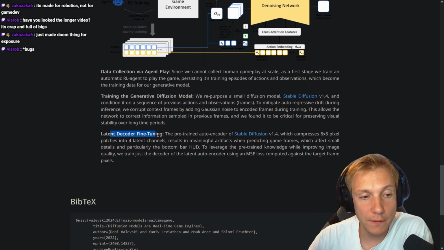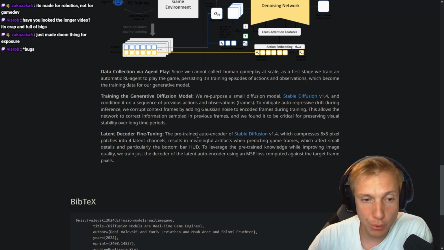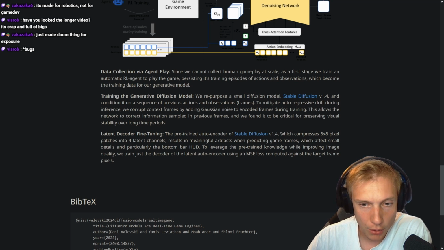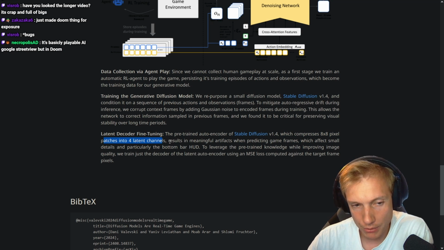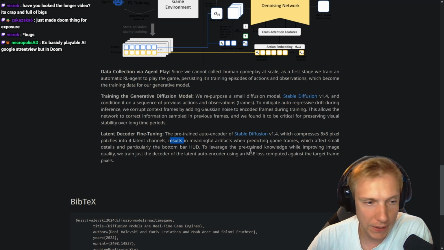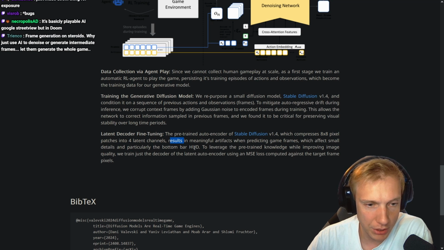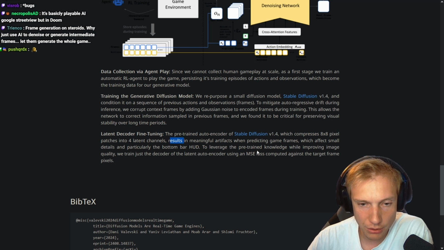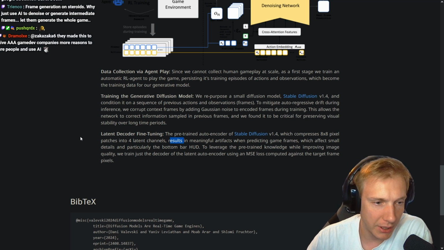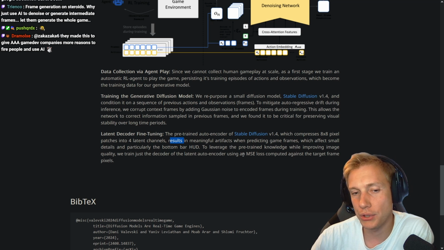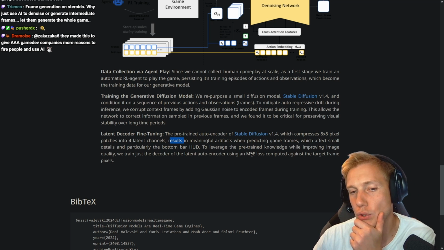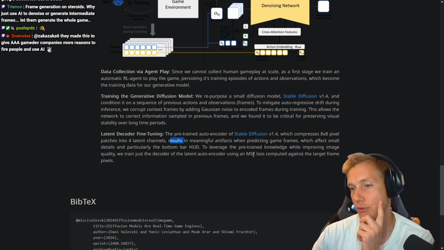Latent decoder fine-tuning. The pre-trained autoencoder of Stable Diffusion, which compresses 8x8 pixel patches into 4 latent channels, results in meaningful artifacts when predicting the game frames, which affect small details and particularly the bottom bar HUD. To alleviate the pre-trained knowledge while improving the image quality, we train just the decoder for the latent autoencoder using MSE loss computed against the target frame pixels.